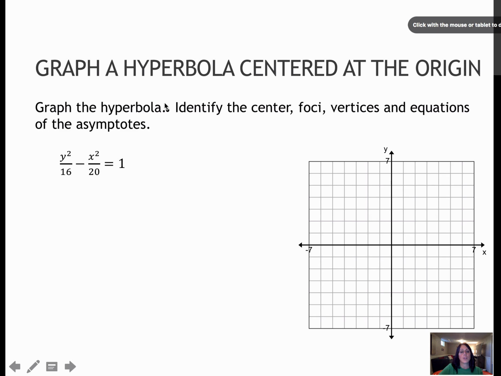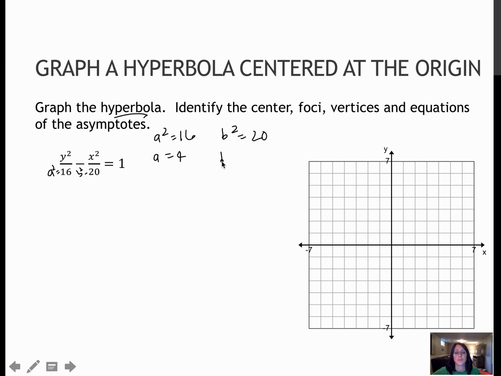In our first example, I have y squared over 16 minus x squared over 20 equals 1. Again, this is my a squared value and this is my b squared value. So a squared is 16, even though a is smaller than b. That's different because it's a hyperbola. b squared is 20. The square root of 16, of course, is 4, and the square root of 20, the exact answer is 2 radical 5, but it's approximately 4.5. So these are the values that we're dealing with moving forward.